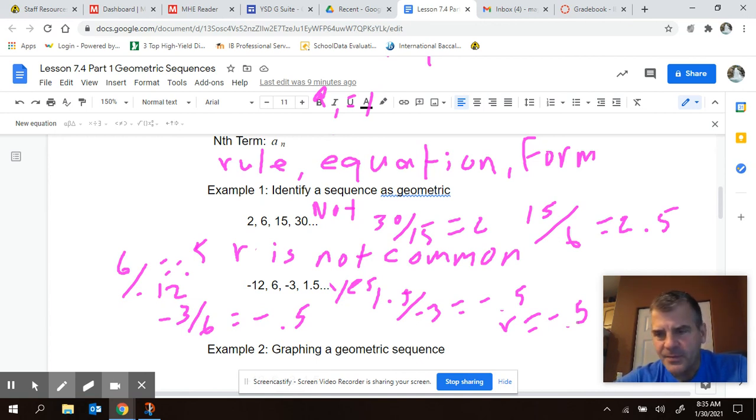Okay, in the next video, we're going to continue with, first of all, graphing a geometric sequence, which is pretty basic. And then after that, writing the formula, which is a little bit more challenging.